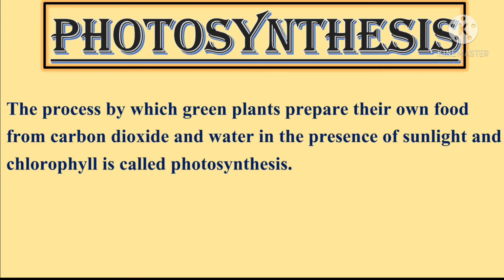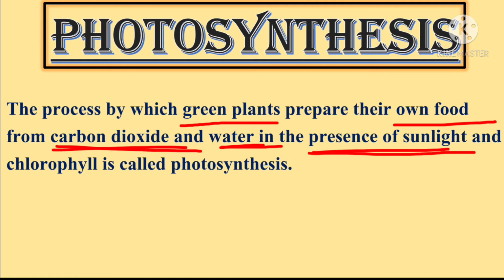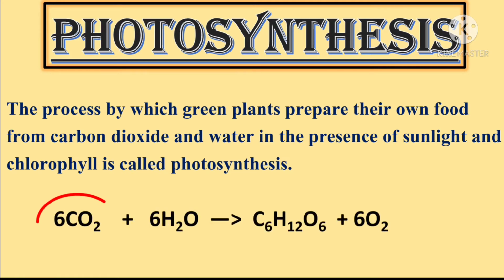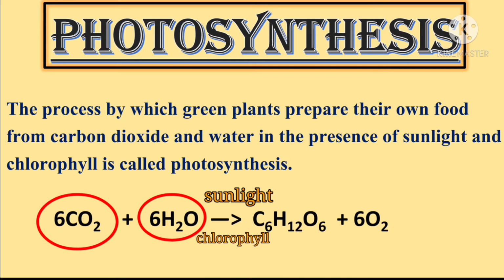The process by which green plants prepare their own food from carbon dioxide and water in the presence of sunlight and chlorophyll is called photosynthesis. So the chemical equation which is helpful in representing photosynthesis is 6 molecules of carbon dioxide, 6CO2, plus 6H2O, that is water, which together combine in the presence of sunlight and chlorophyll to give us glucose, that is C6H12O6.